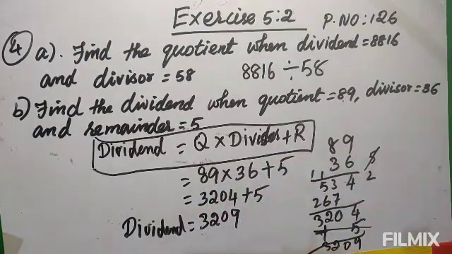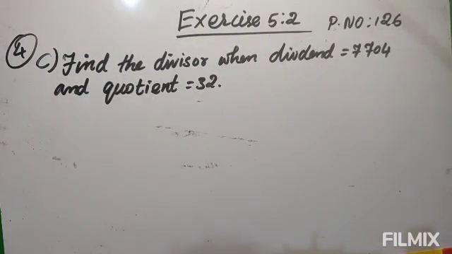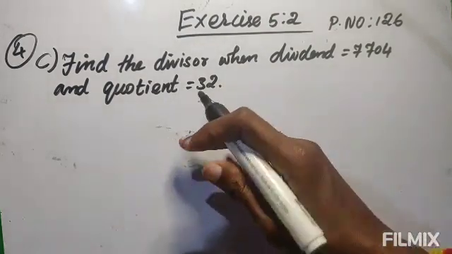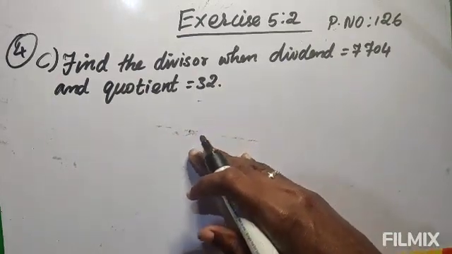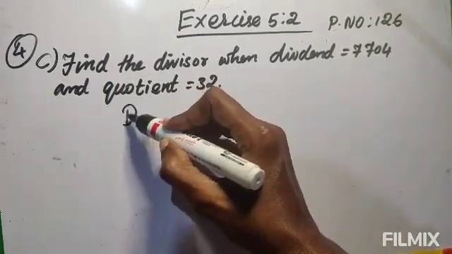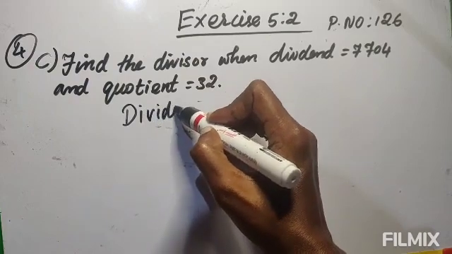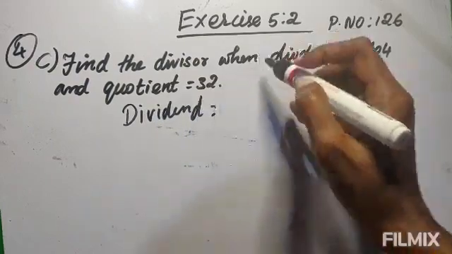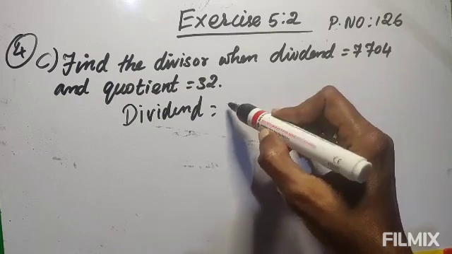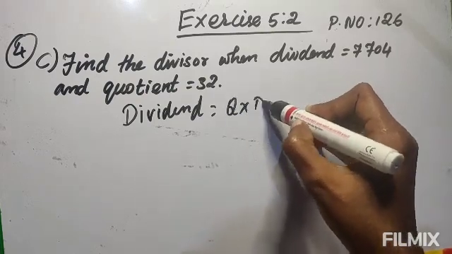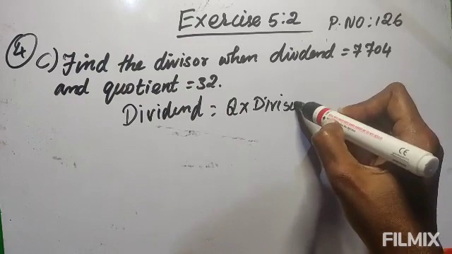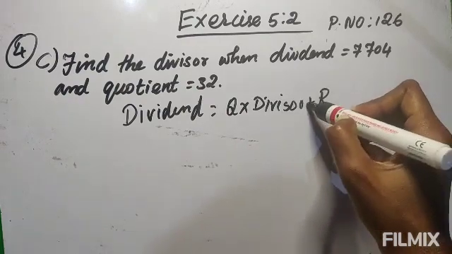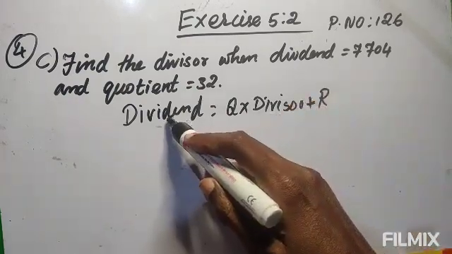Okay, now let me do the next sum. Now this is the third one. Find the divisor when dividend equal to 7704 and quotient equal to 32. So here I already explained the formula. First let us write the formula just as we wrote for the previous sum: dividend equal to quotient into divisor plus remainder. To find the dividend, this is the formula.